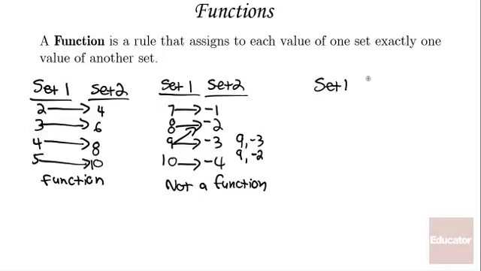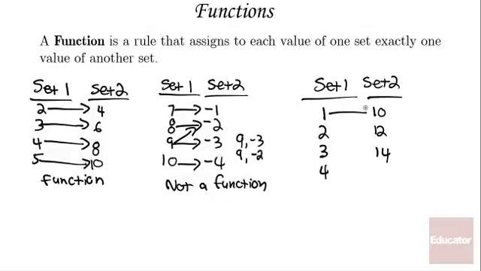However, here's one more case. In my first set, perhaps I have 1, 2, 3, 4, and then I have 10, 12, 14. And 1 is said to correspond with 10, 2 corresponds with 12, 3 corresponds with 12, 4 corresponds with 14. This is a function.